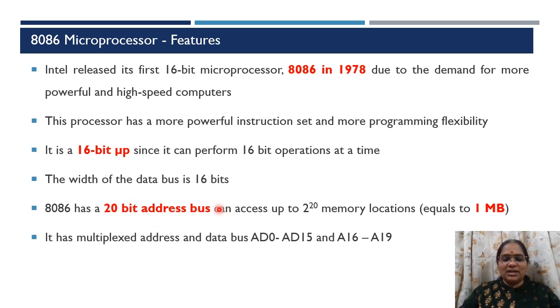Once you place an address, only then will you access it for data. So the first 16 lines are used for both address and data, that is AD0 to AD15, which means address and data. The remaining 4 lines, that is A16 to A19, are allocated specifically for address. So that's why it has a multiplexed address and data bus.